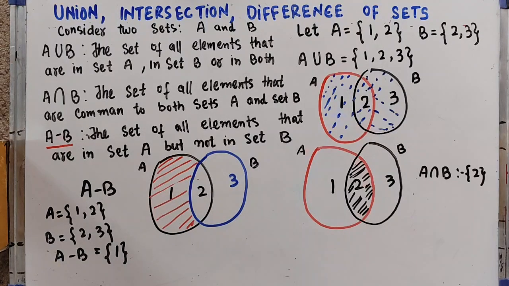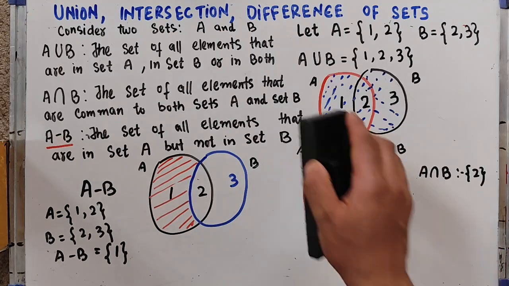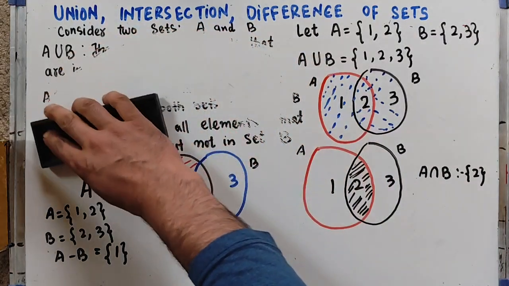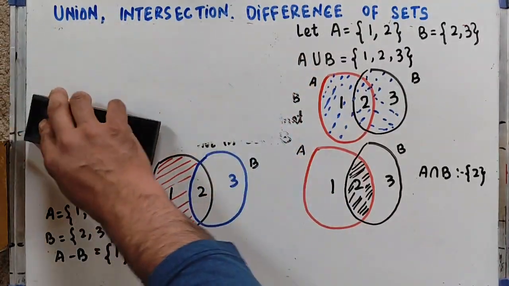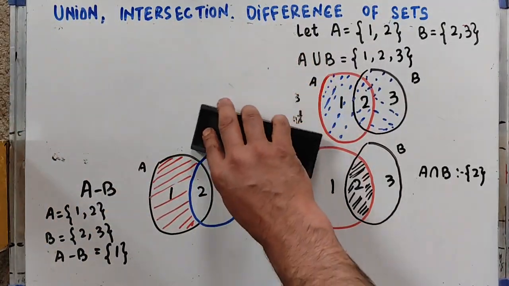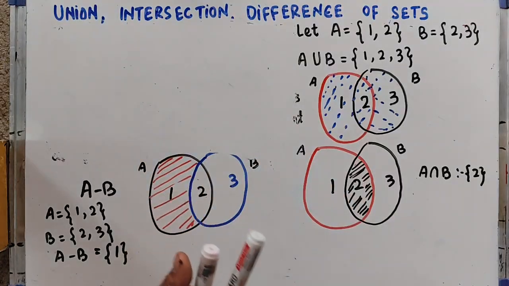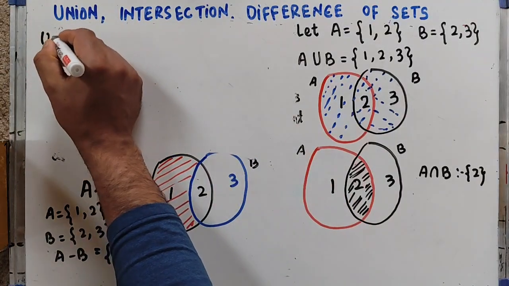Now we take another set, what we call the universal set. If I have the space I can show it here, or for that let me rub this out. Now what is the universal set? Now we have the universal set.